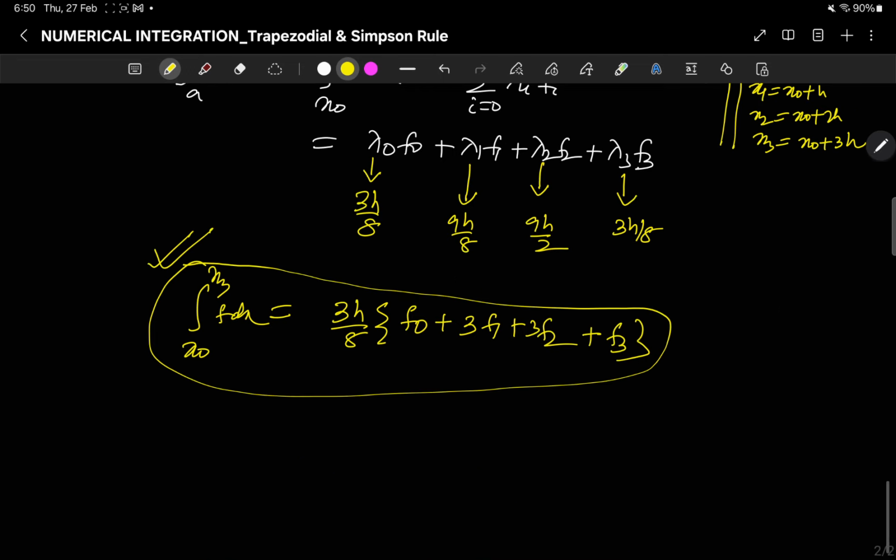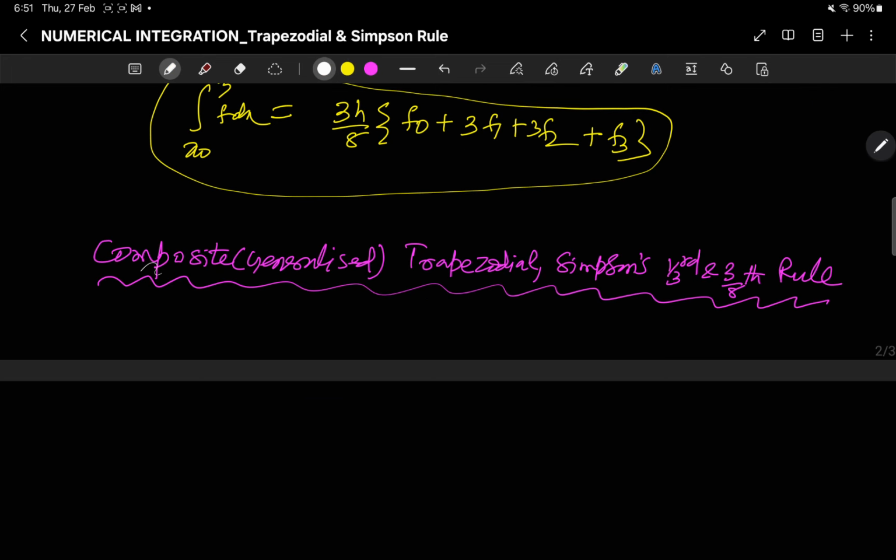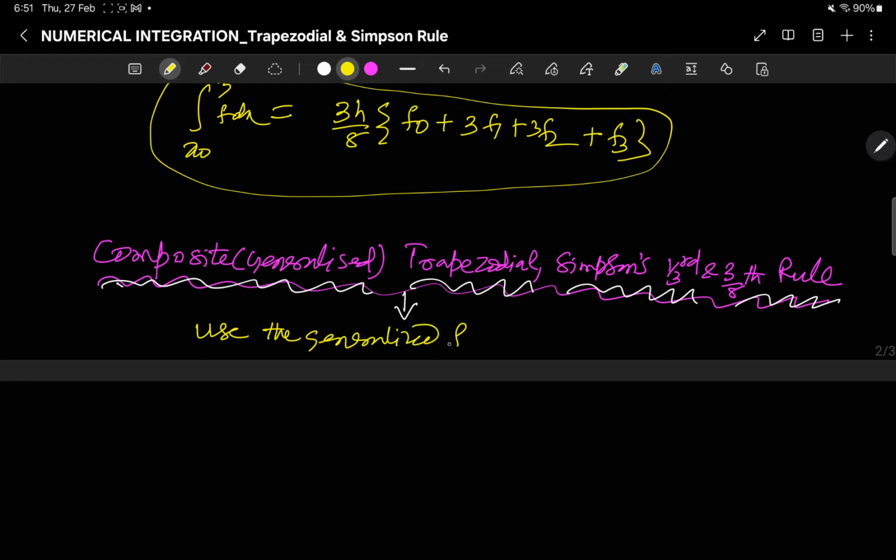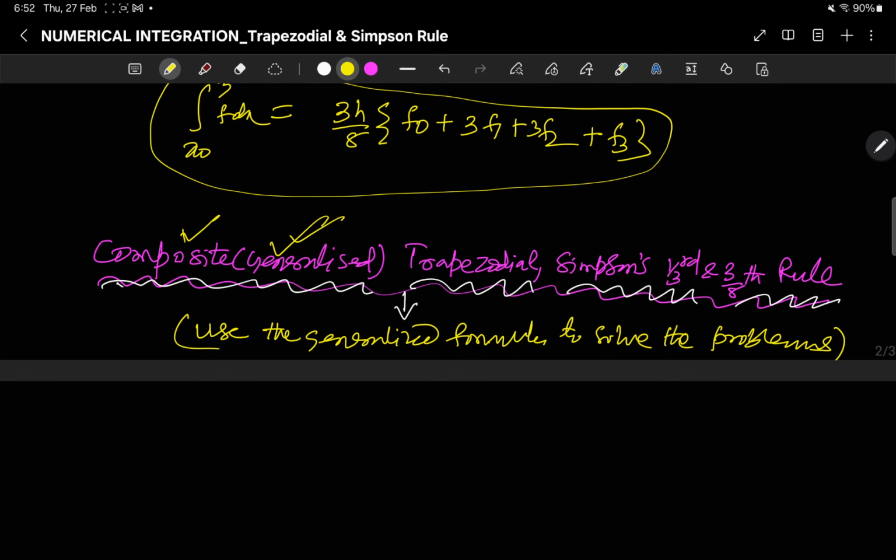Okay, now coming to the working rule for problems. Now coming to the composite or generalized trapezoidal, Simpson's 1/3 and Simpson's 3 by 8th rule. Basically these are used to solve the problems. These are used to approach the problems. Basically we use the generalized formula to solve the problems for better accuracy.